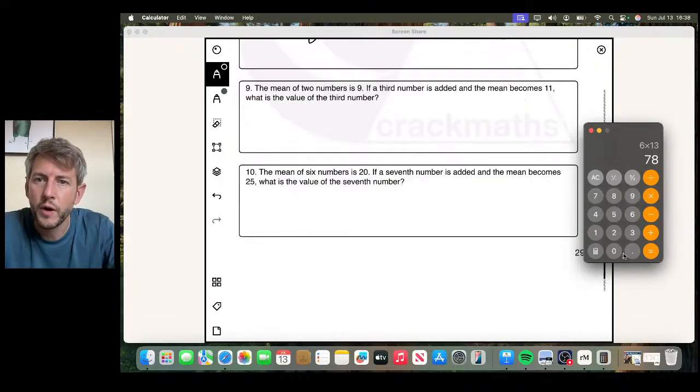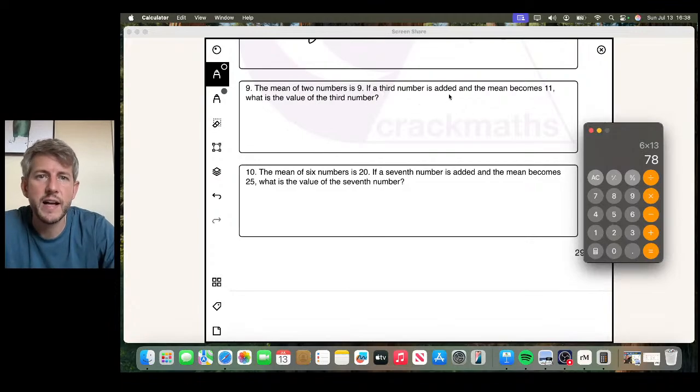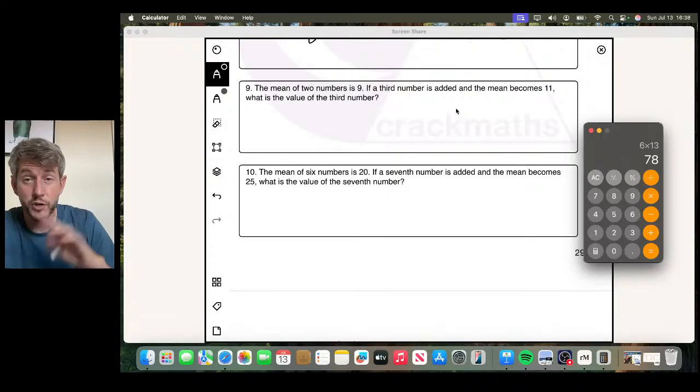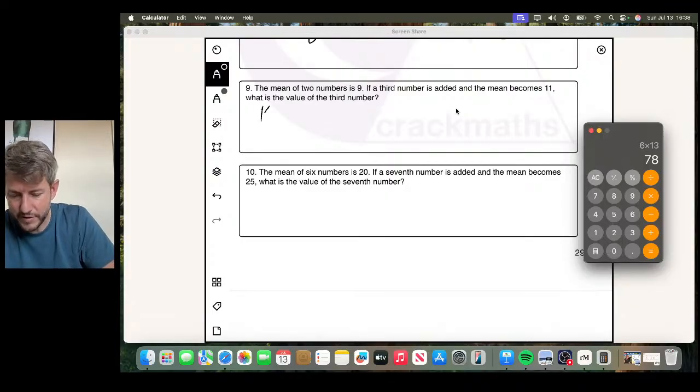Question 9. The mean of 2 numbers is 9. If a 3rd number is added and the mean becomes 11, what is the value of the 3rd number? Well, if 2 numbers have a mean of 9, that means they have a total of 18. If 3 numbers have a mean of 11, that means they have a total of 33.